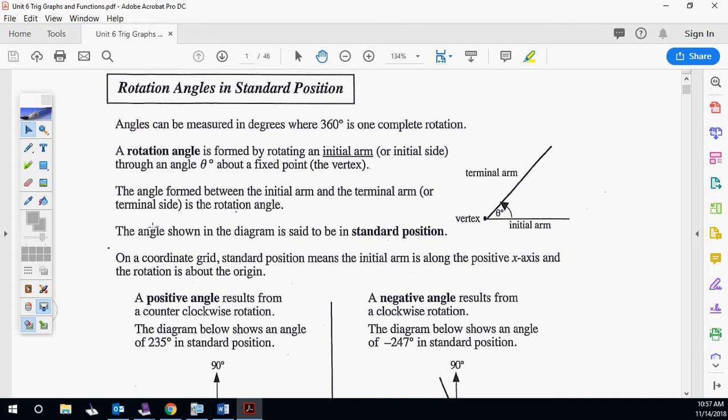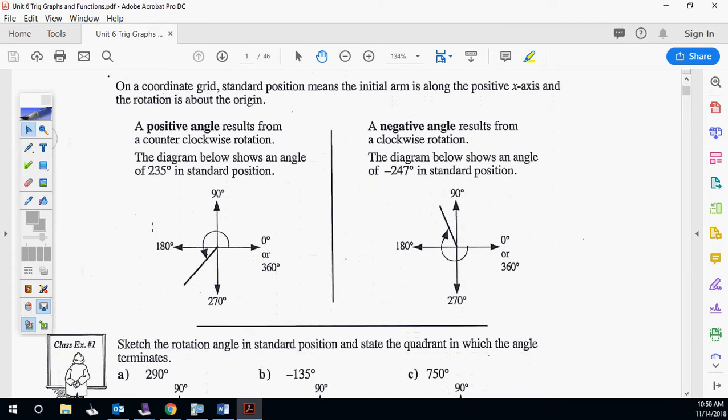The angle shown in the diagram is said to be in standard position. Standard position, we start at 0. Technically, we can move our position and still have different angles in different places, but most of the time we're going to be going from 0. They call this line right here standard position. If I'm looking at the unit circle on the right, that's your standard position. But you could look here and ask what's the angle from here to here? You can still do that.